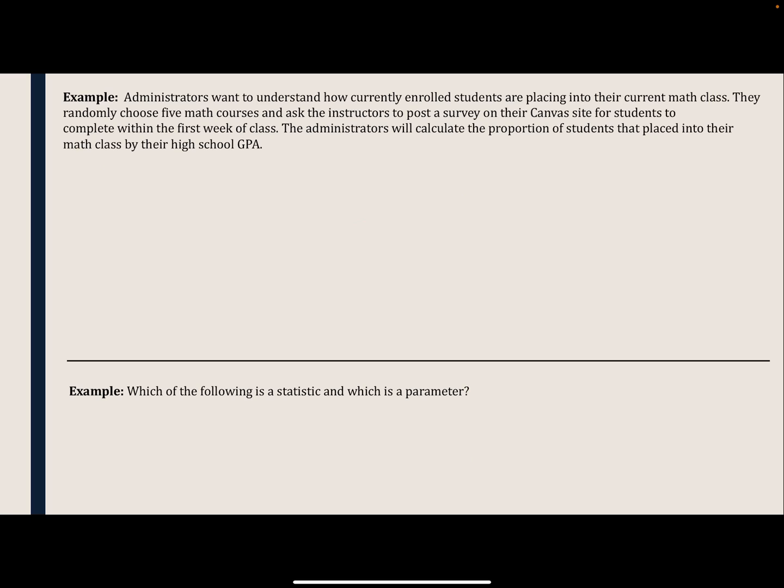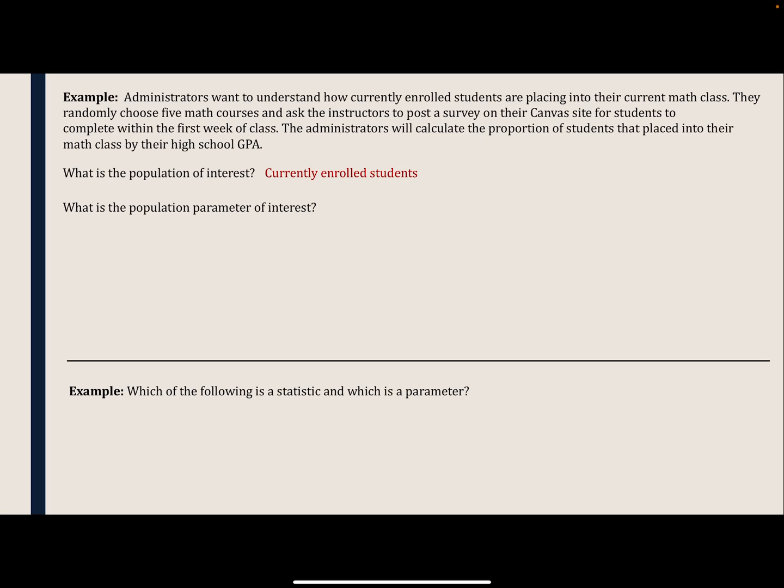This is actually a survey that we're actually doing, and I posted this survey to your Canvas site within the first week of class. So I'm kind of using a real world example here. So the first question is, what is the population of interest? What is the population that these administrators are trying to understand? The population is currently enrolled students. Administrators want to understand how currently enrolled students are placing into their math class.